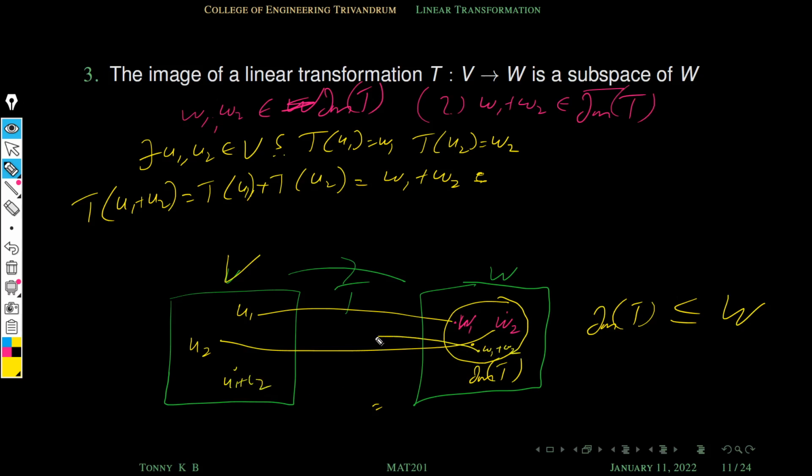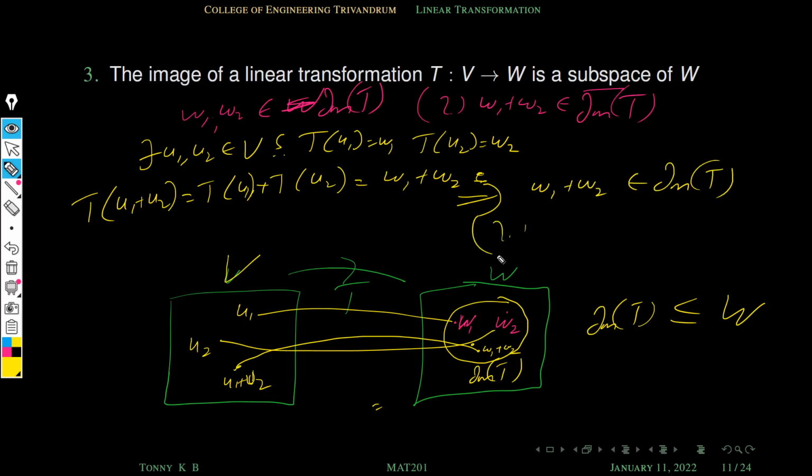W1 plus W2 has a preimage in vector space V. We know U1 and U2 belong to V, so their sum also belongs to V, because V is a vector space. It is closed under addition. So this U1 plus U2 belongs to V. Anyway, this element has a preimage. So what is our conclusion? W1 plus W2 belongs to the image of T.